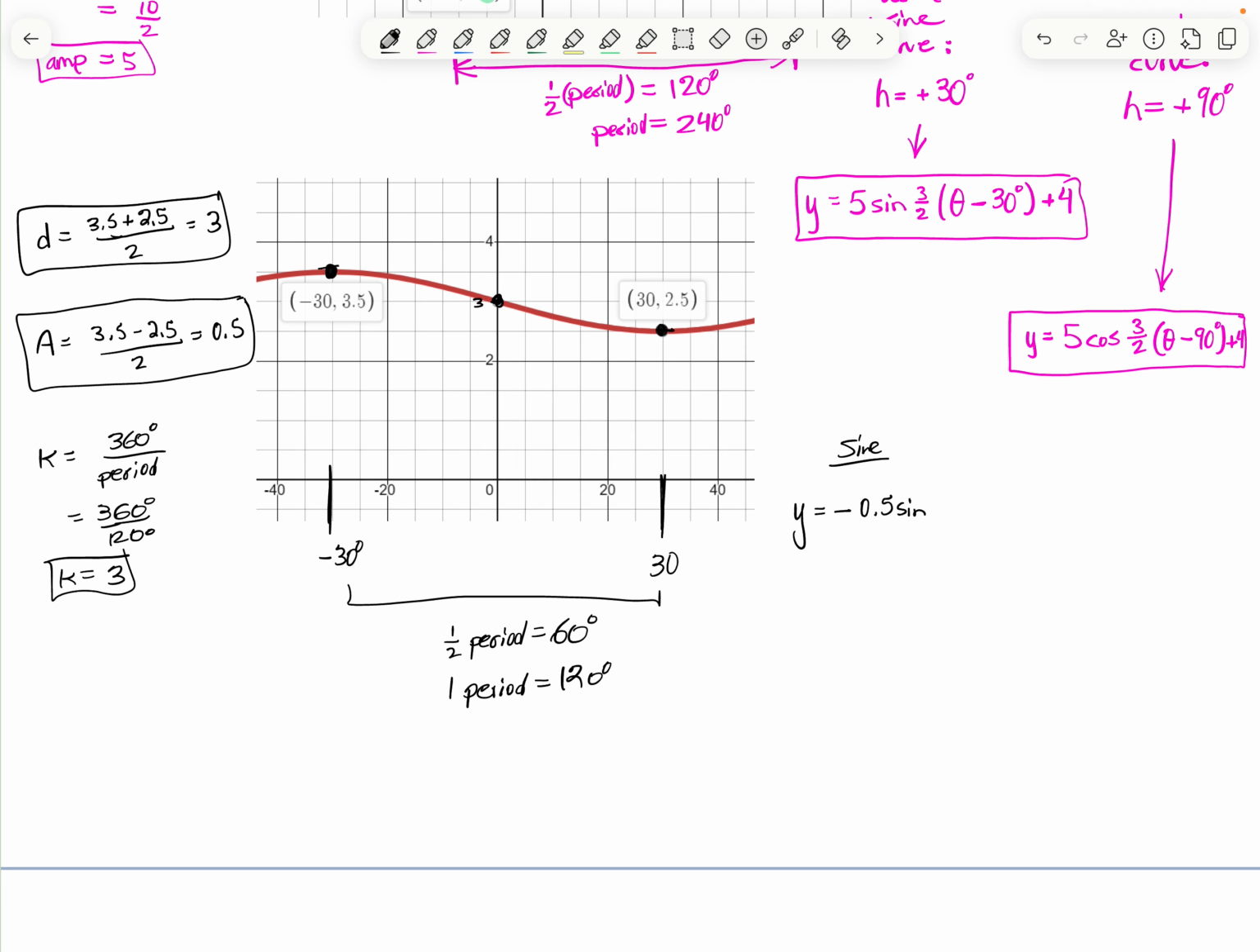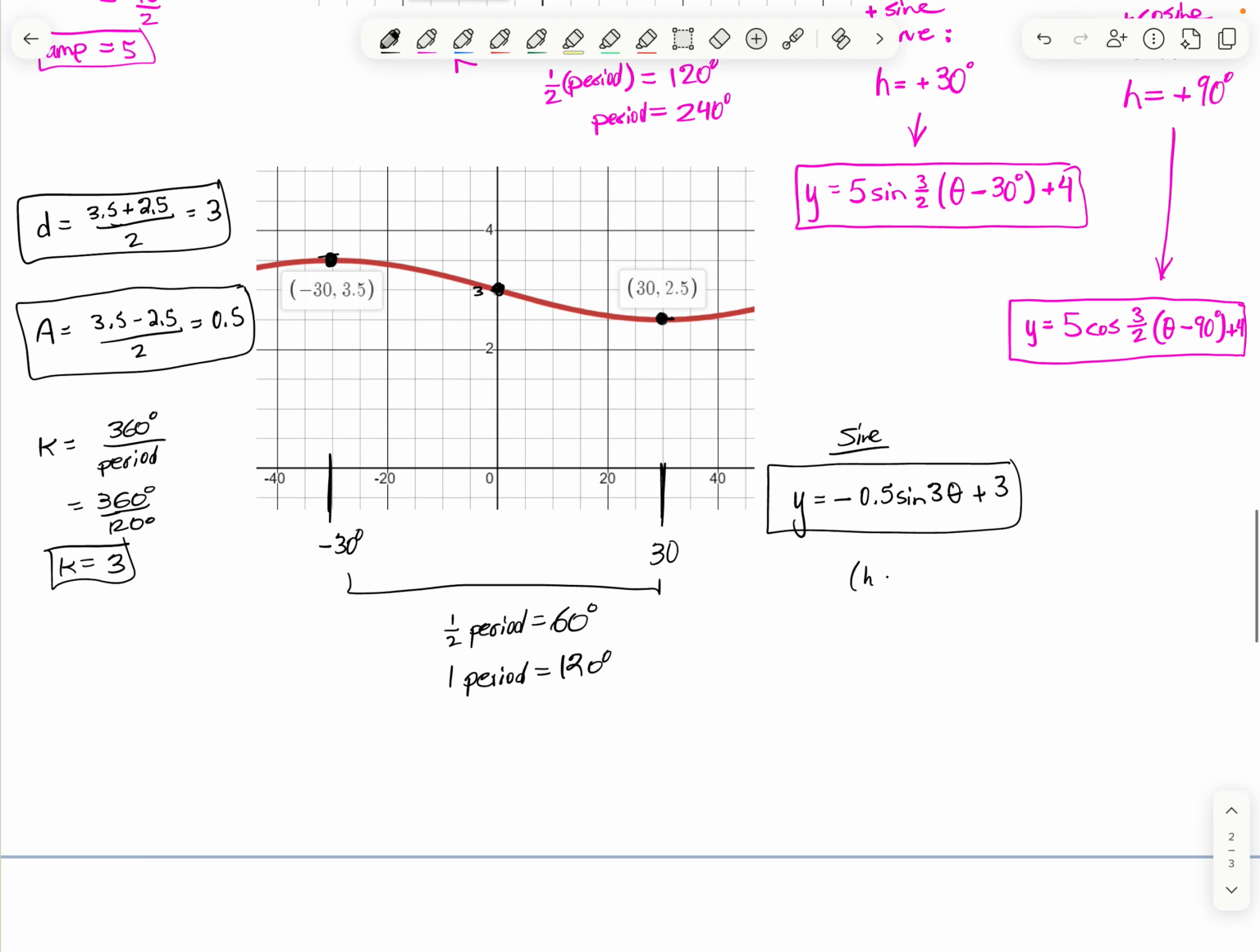I don't need a phase shift because it's starting there. So the K value would stay 3, no phase shift, so theta, and then plus 3, because that's the D value. So this would be my sine equation, and H value is equal to 0, right? So as a cosine, that would be like a negative sine, right?